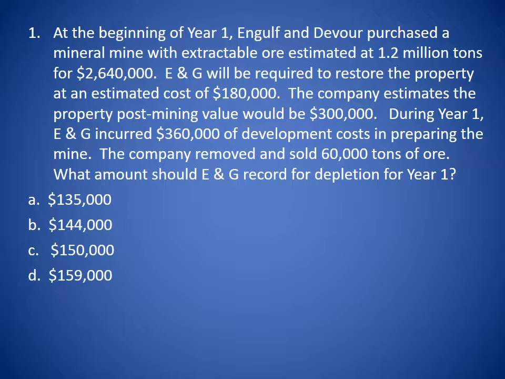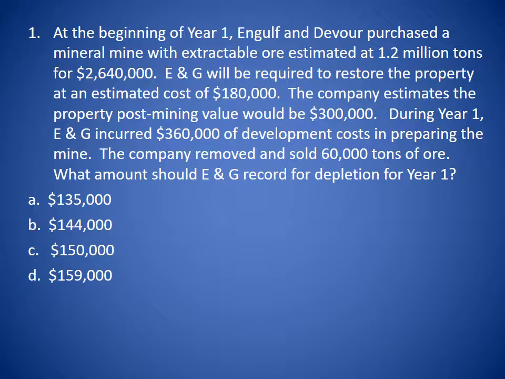Question number one, and the only question on depletion. At the beginning of year one, Engulf and Devour purchased a mineral mine with extractable ore estimated at 1.2 million tons. They purchased this mine for $2,640,000. E&D will be required to restore the property at an estimated cost of $180,000. The company also estimates that the property's post-mining value is about $300,000, what we can sell it for.